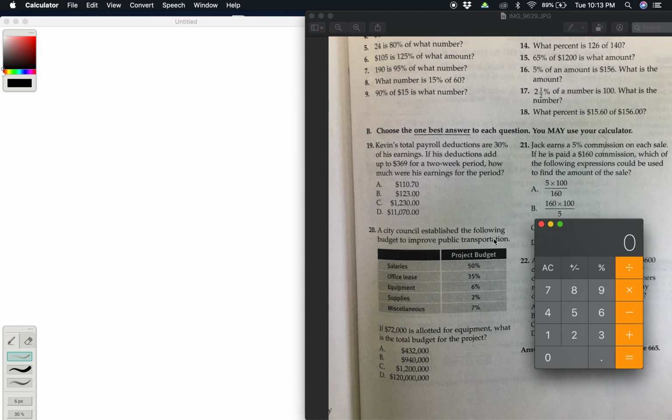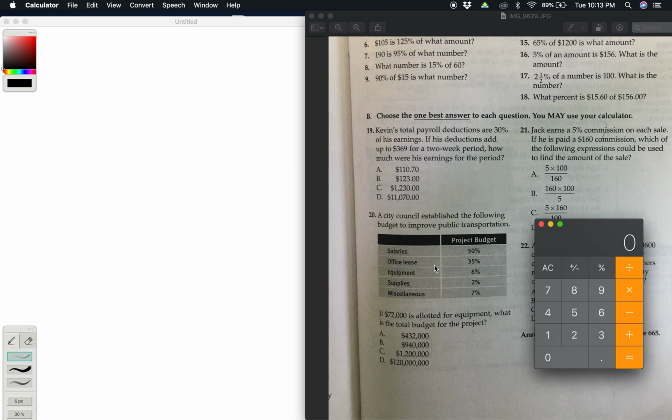Okay, now we have a little graph here, or I forget what you call this. But anyways, let's say chart. A city council established the following budget to improve public transportation. If $72,000 is allotted for equipment, what is the total budget for the project? So let's see, equipment is 6%. Okay, that's the budget they gave for equipment, 6%. So we know that 72 equals 6%, which is 6% of the 100%, which is what we're shooting for. We know that 72,000 is then the part. Okay, so 72,000.